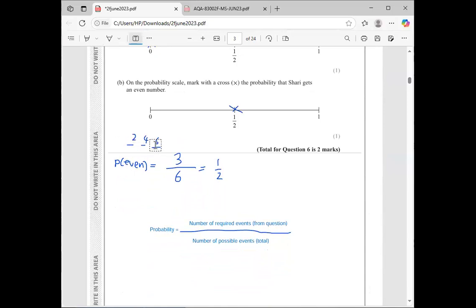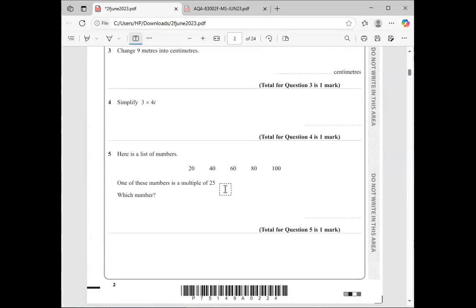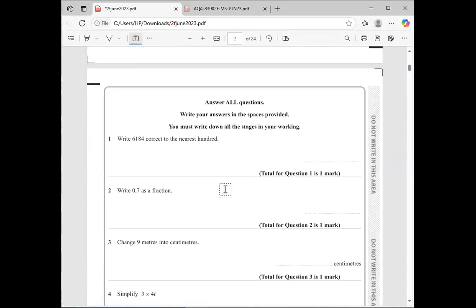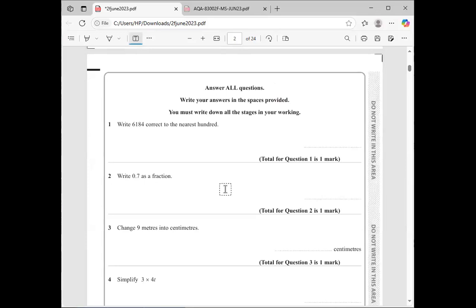2, 4, and 6, showing them how you got the number 3, that there are 3 possible even numbers. So probability of even will be the number of required events, which is 3 even numbers, over the number of possible events, which is 6 spaces. That's how you get 1/2. Okay, so wow, we are finally at the very top. This is what I wanted to start before, but I think it was good that we start with the tougher ones.